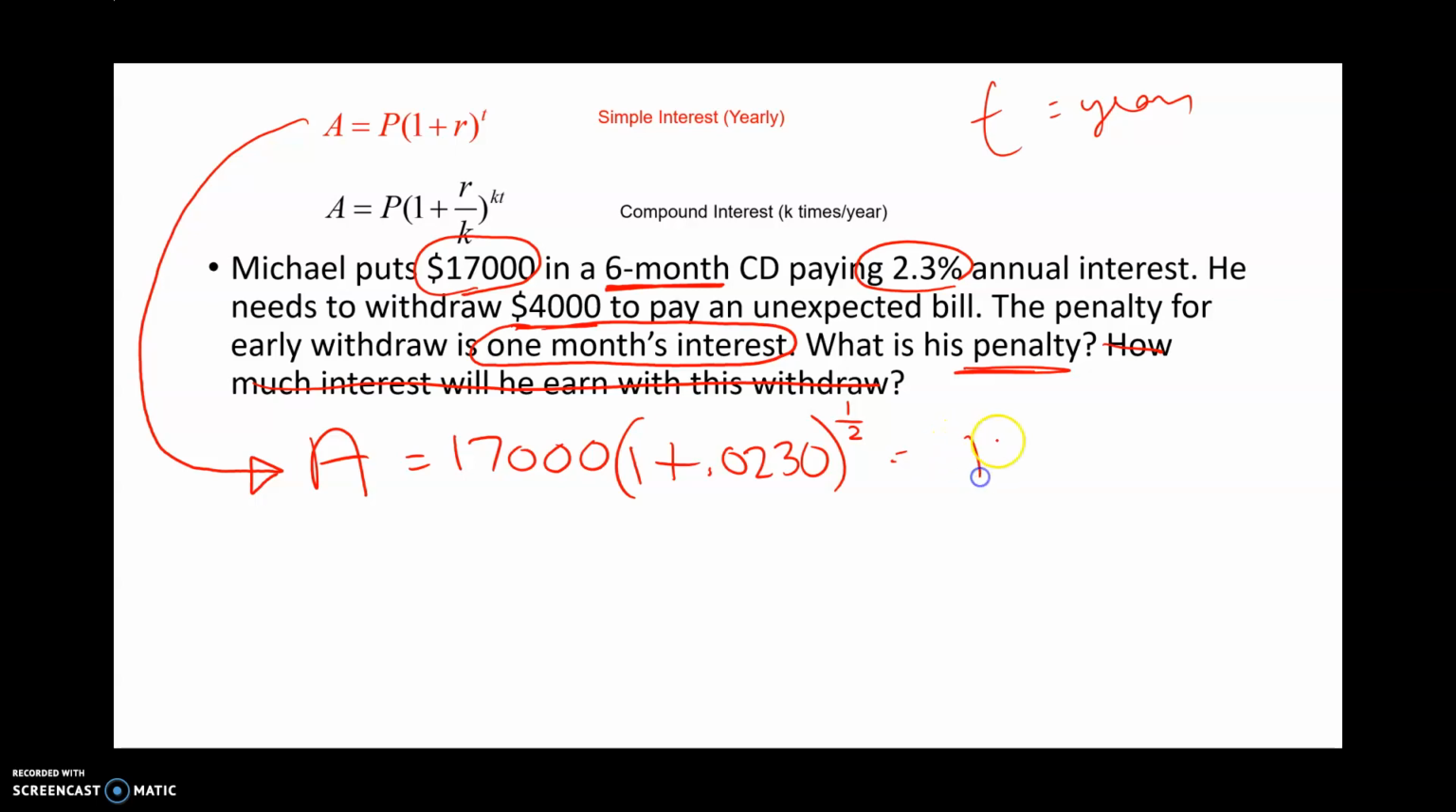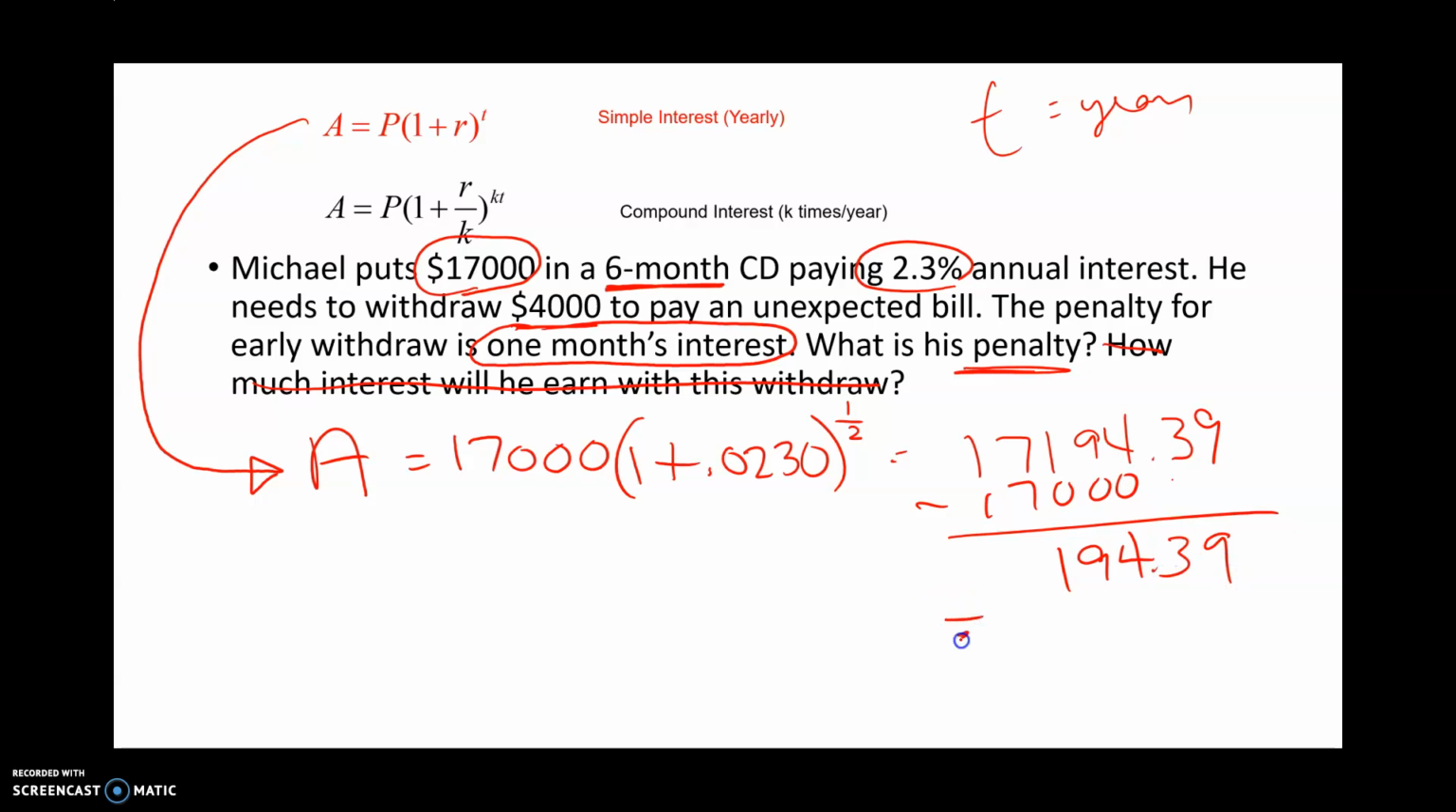He would have had 17,194.39. It doesn't seem like much, but he's only in there for 6 months. So if I take off the $17,000, right, he would make this much interest in 6 months. So I'm going to divide that by 6. So his penalty is 1/6 of the interest he would have made, and that was $21.60. That's all we're doing here.